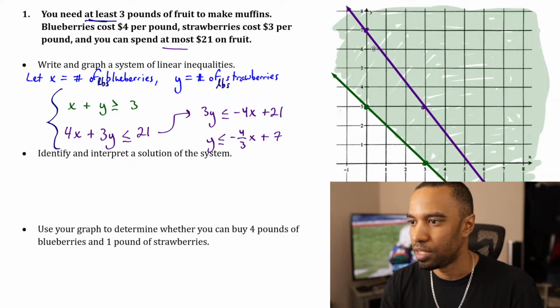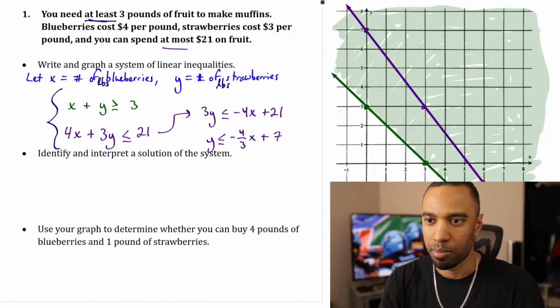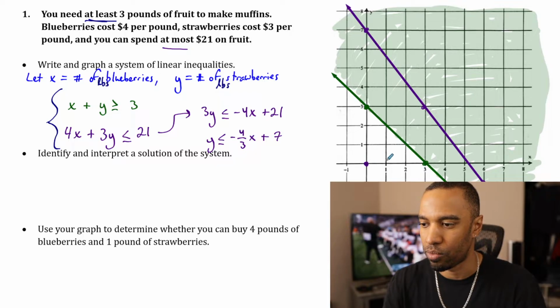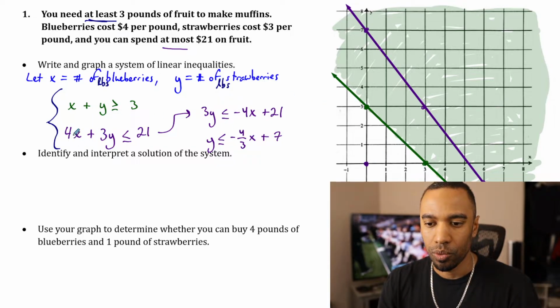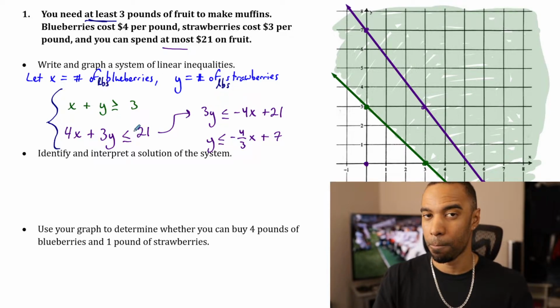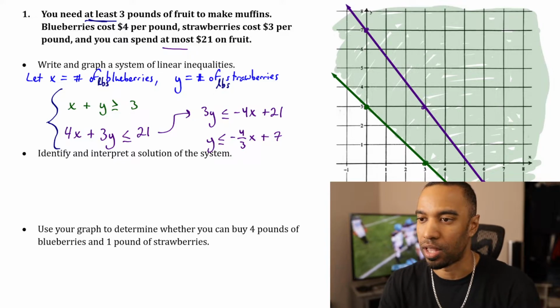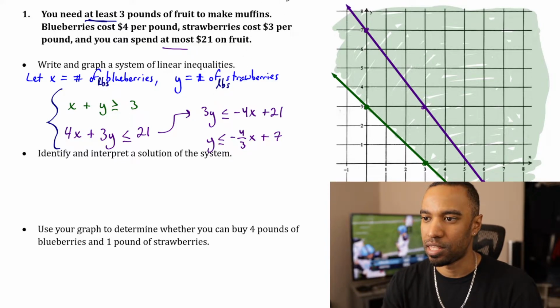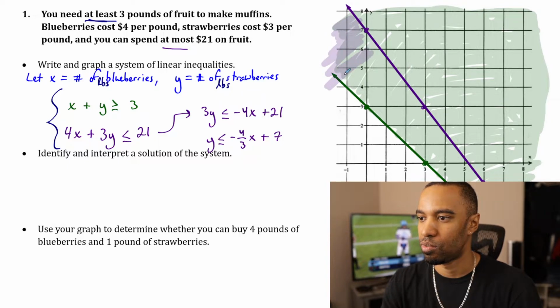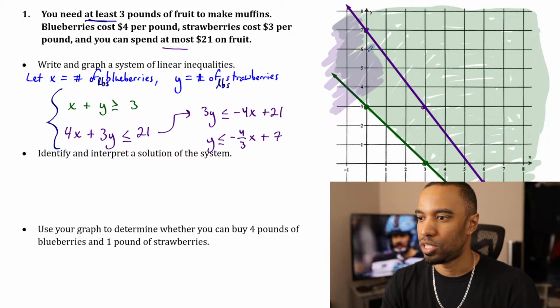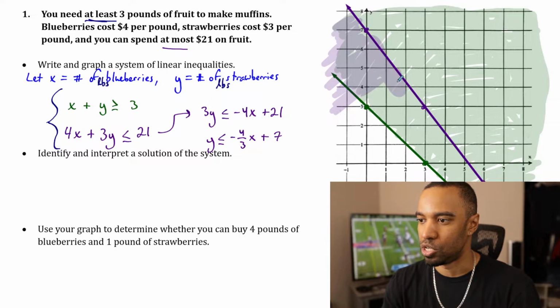Now I do have to shade as well. And in shading here, if you test a point like 0, 0, remember that's my infamous testing point right here. Let's do it with the original. 0 plus 0 is less than or equal to 21. That's true. So I'm going to shade on the side that includes 0, 0. That means shading underneath the line here. So in shading underneath this line, it's going to be looking a little bit like this right here. And then you're seeing this intersecting region.